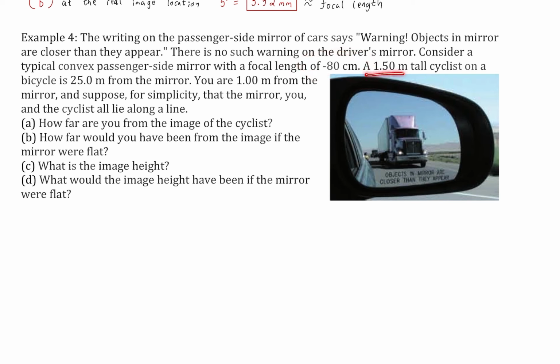A 1.5 meter tall cyclist on a bicycle is 25 meters from the mirror. You are 1 meter from the mirror, and suppose, for simplicity, you all make a straight line, so you're all along that optical axis, right? Just imagine here that this semi-truck is replaced by a bicycle, and we're looking at how far the bicyclist appears. So let's run through it.